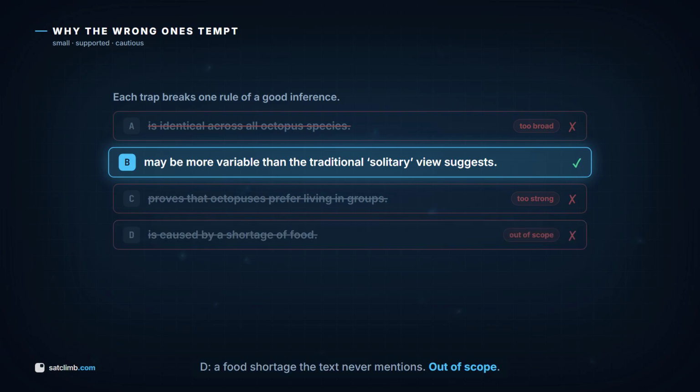A good inference is small, supported, and cautious. Never a leap, and never brand new information.